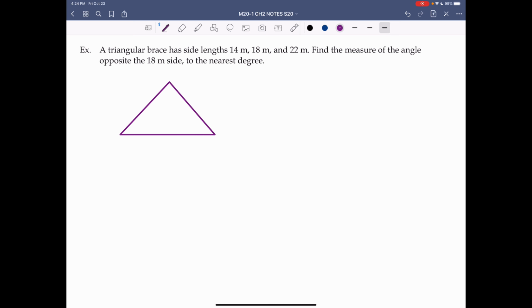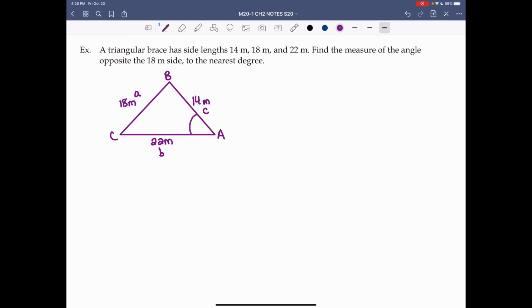So our three sides are 14. I'll go with this side being 14. It looks maybe the shortest. Then 18 meters, and then 22 meters. It says find the measure of the angle opposite 18 meters. So that would be this one. So we can call that angle A. Then this is side A, and the other two are sides B and C. It doesn't really matter. That would make this angle C and this angle B. We want to find angle A to the nearest degree.